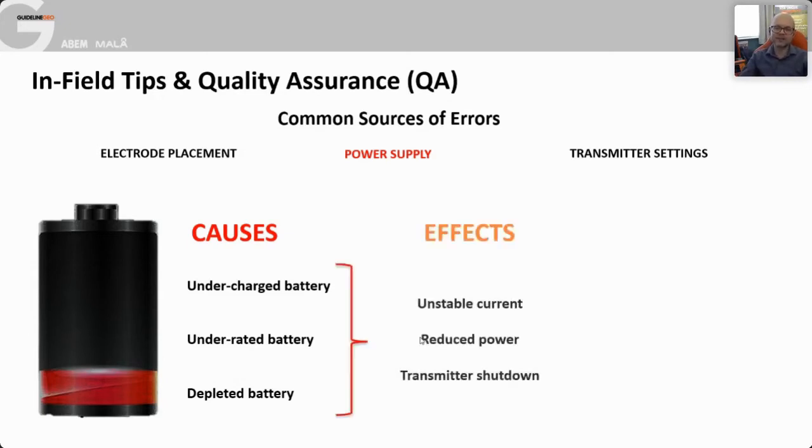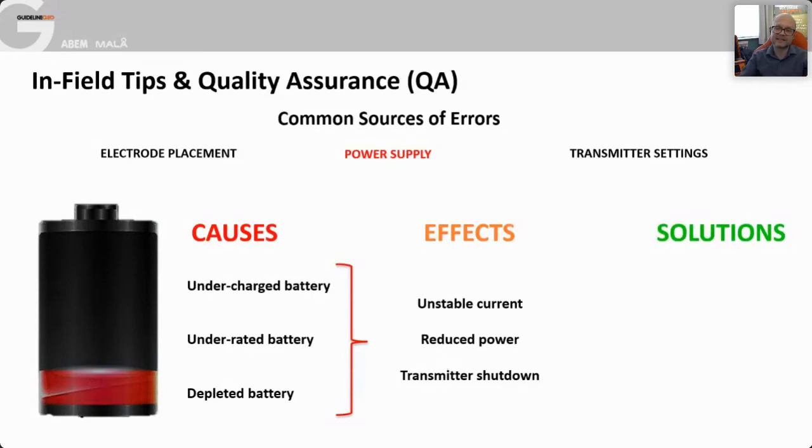And the problem is that if we have a poor battery, then we're going to end up with the current transmitter struggling to generate high levels of current. We're going to have to use reduced power if we want to get through the day. And in the worst case scenario, if the voltage drops below a certain threshold, the transmitter will just shut down to protect itself. So what do we do?